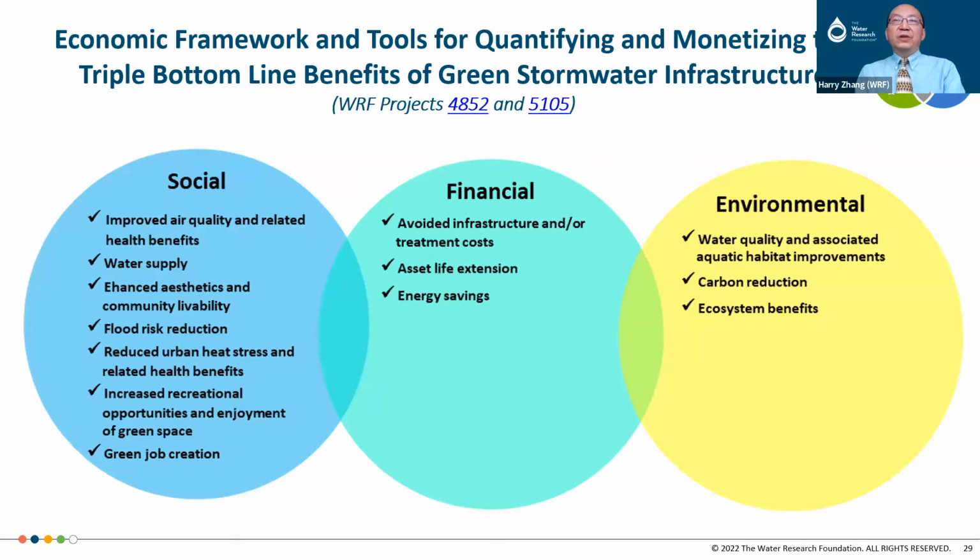So here are three circles. On the financial, economic one, there are some avoided costs. For example, if you invest in green infrastructure, a certain type of green infrastructure, you can actually save some money, maybe in order to meet regulatory compliance.